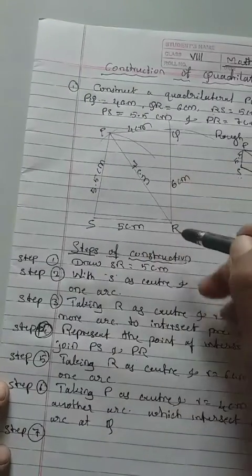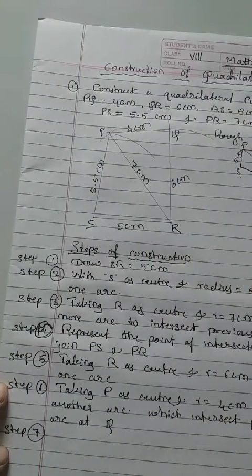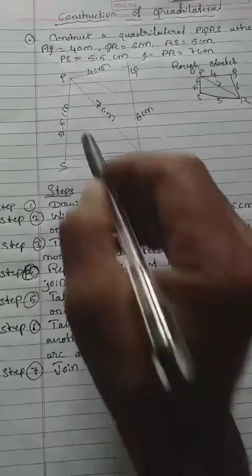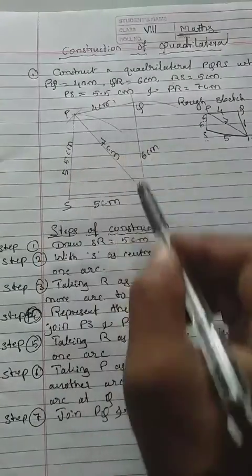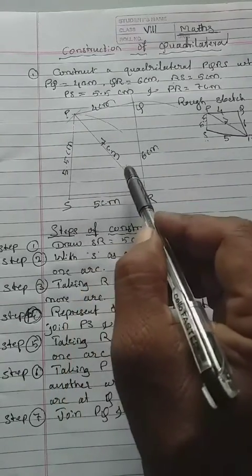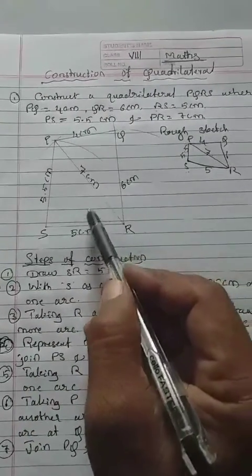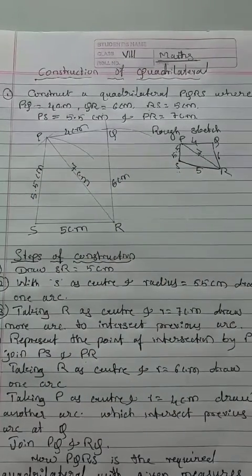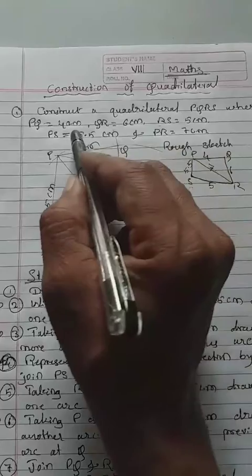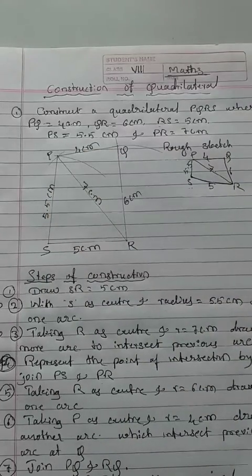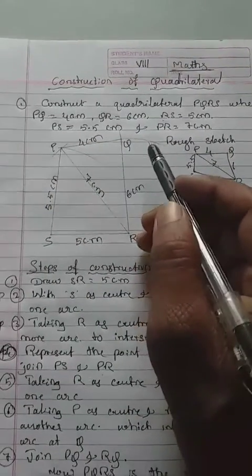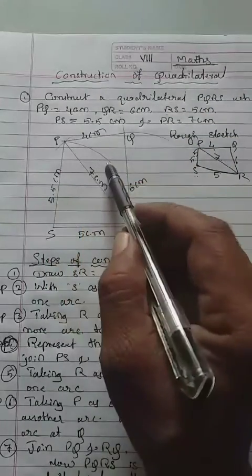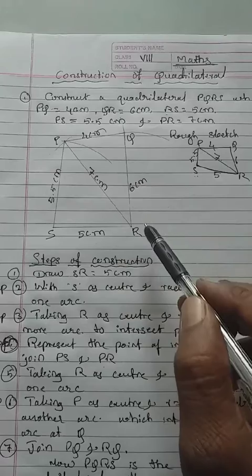Next, step 7, join PQ and RQ. Now PQRS is our required quadrilateral with the given measures. In this question we were given the 4 sides and 1 diagonal. So we have constructed the quadrilateral with the help of the given 4 sides and 1 diagonal.